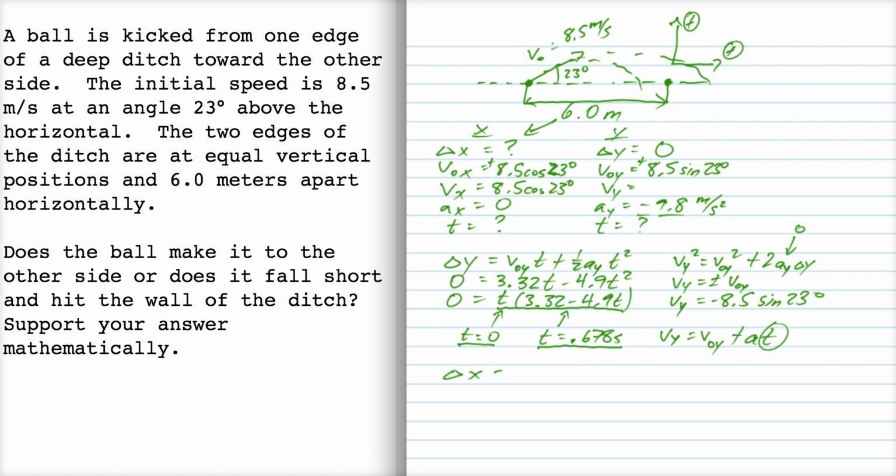So I'll use this equation for delta x. So delta x is equal to 7.82 times 0.678 plus 0, because the x acceleration is 0. So that's 5.3 meters. And since 5.3 meters is less than 6.0 meters, it falls short.